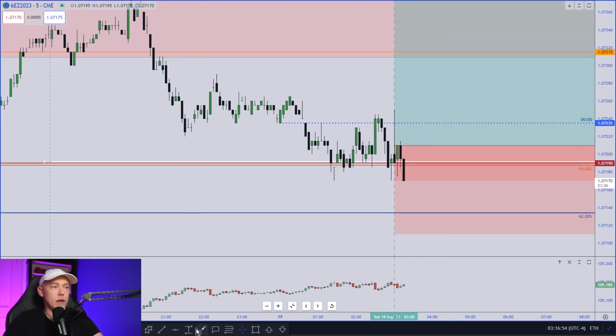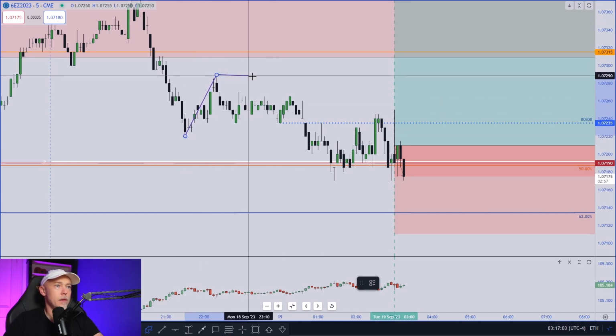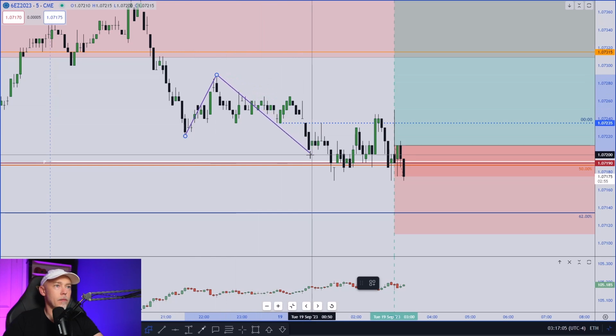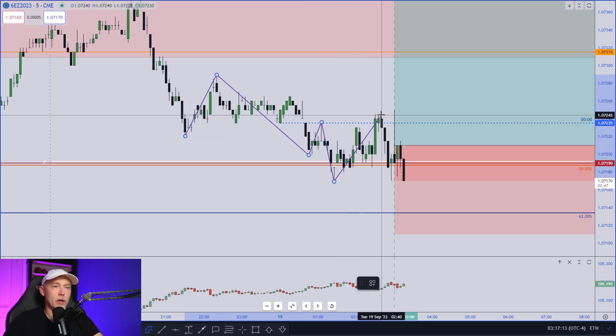So initially I was looking at this little trend coming down here. We had this low, we had this high, a break lower, pull back, break lower. And we kind of had this break in trend just about here before the European Open.